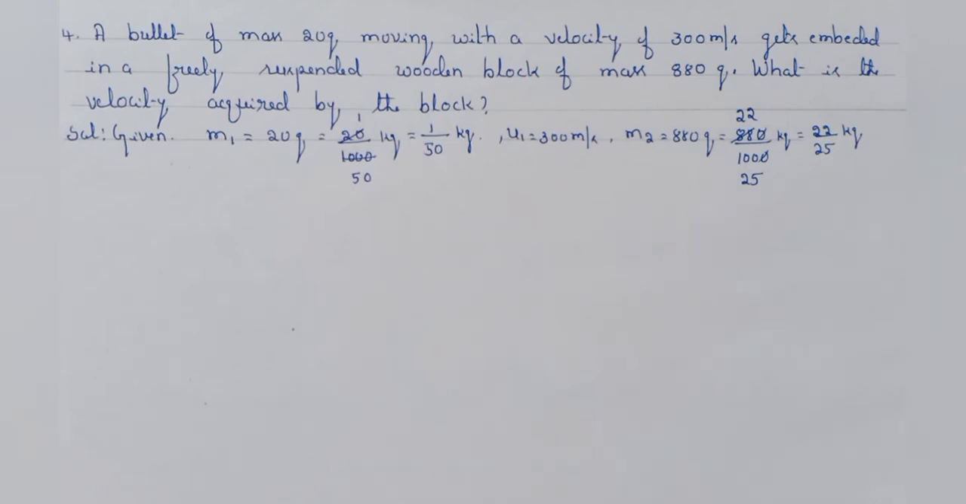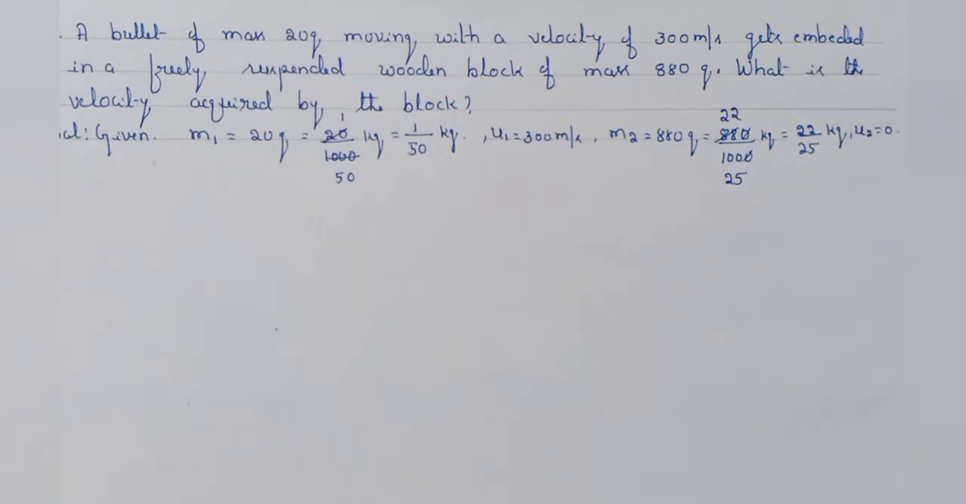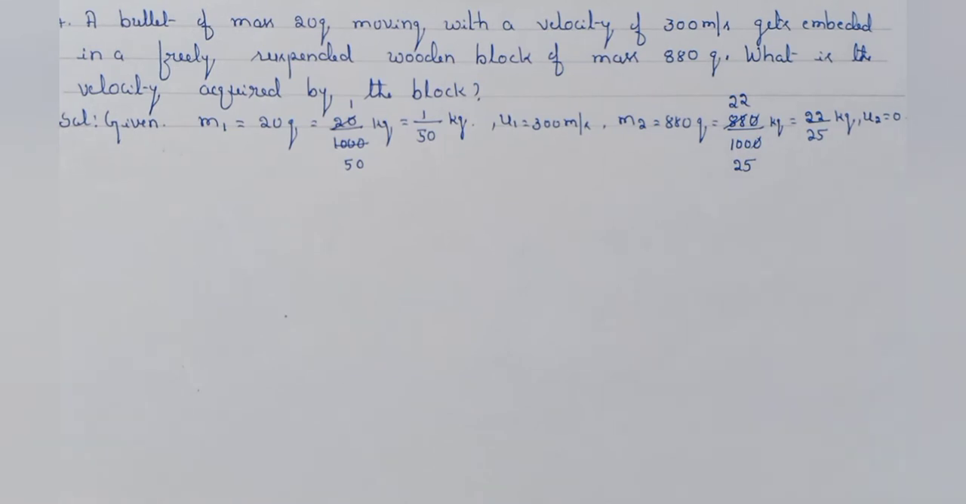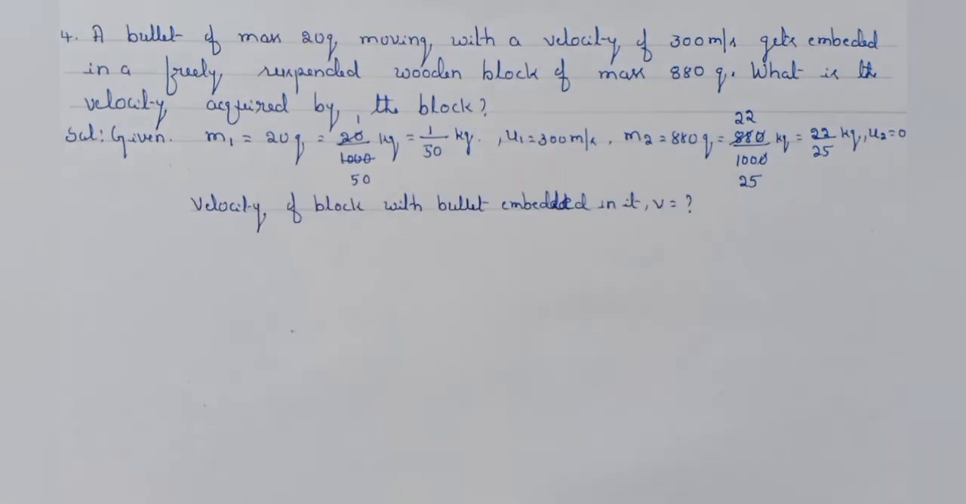And initially the wooden block is at rest. Therefore, the initial velocity of the wooden block is 0. We have to find out the velocity of the block with the bullet embedded in it. Now, apply the law of conservation of momentum. You know, (m1 plus m2) into v is equal to m1 u1 plus m2 u2.